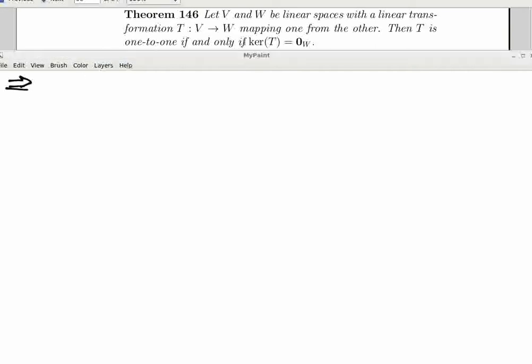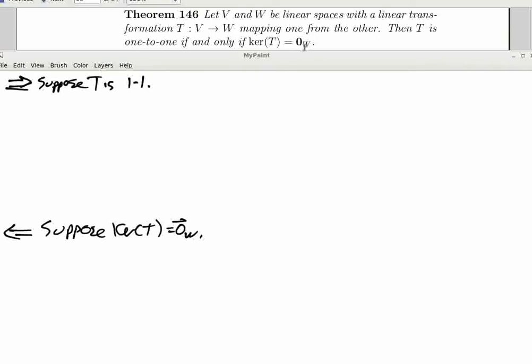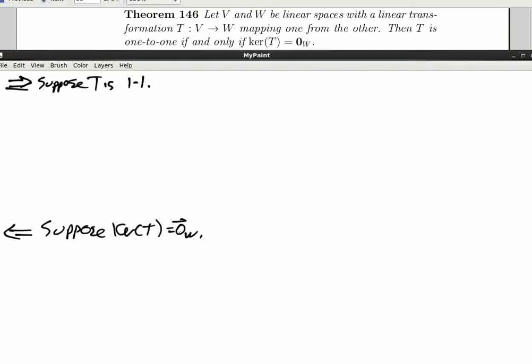We're going to prove left to right, where first we're going to suppose T is 1 to 1. And then we're going to do the other direction, where we're going to suppose that the kernel of T is equal to the 0 element of W. So I'm going to suppose that T is 1 to 1, and I'm going to show that the kernel has to be just the 0 element. And then I'm going to suppose that the kernel is the 0 element and show it's 1 to 1. So I'm going to suppose that T is 1 to 1.